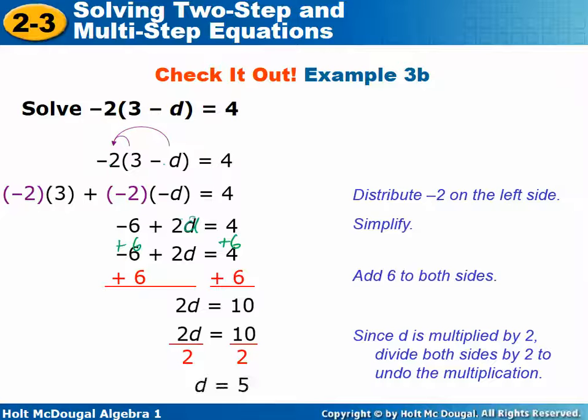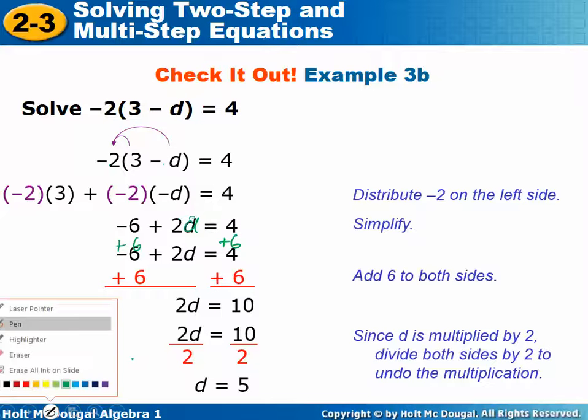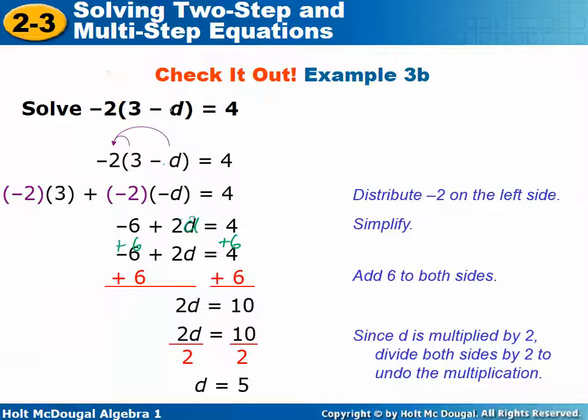Now I haven't checked the last couple, but let's check this one. If d is equal to 5, then you'll take the value that you got and put it back into the original equation. And when the equations get long, I kind of like to just go back on paper and put a 5 right there, and then simplify. So that leaves me with negative 2 times 3 minus 5. What's 3 minus 5? 3 minus 5 is negative 2. And I want to see, is that equal to 4? Negative 2 times negative 2 is positive 4, so 4 does equal 4, and it does check.